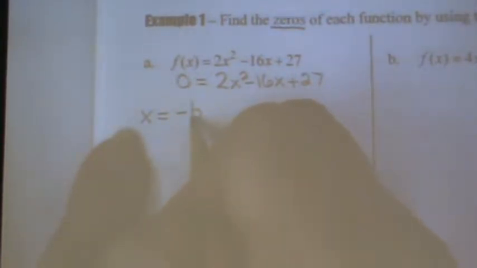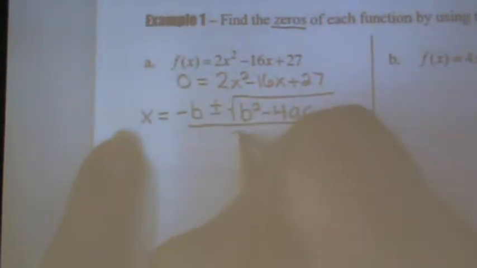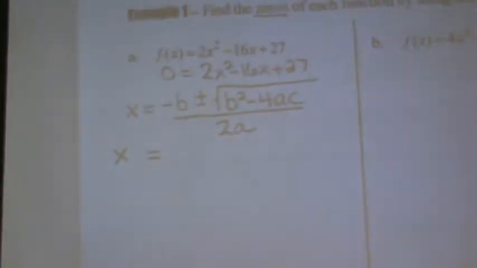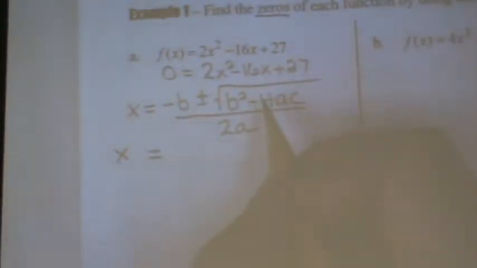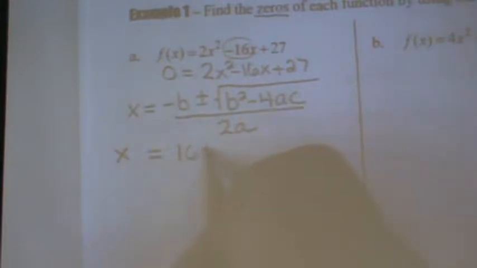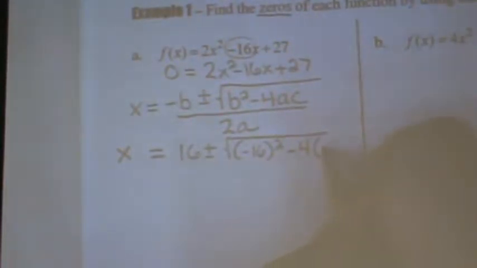It says the opposite of b plus or minus the square root of b squared minus 4ac all over 2a. Okay, so now I need to know what a is, what b is, and what c is. What is b? Didn't we run this? Yep, you did. This is review. What is the b value? This is b right here. It's -16. So what's the opposite of -16? 16. Plus or minus. Now, be careful here. It's -16 squared minus 4 times 2. A is 2 and C is 27.